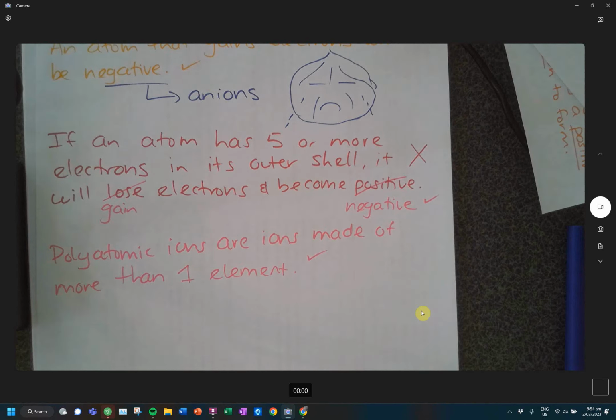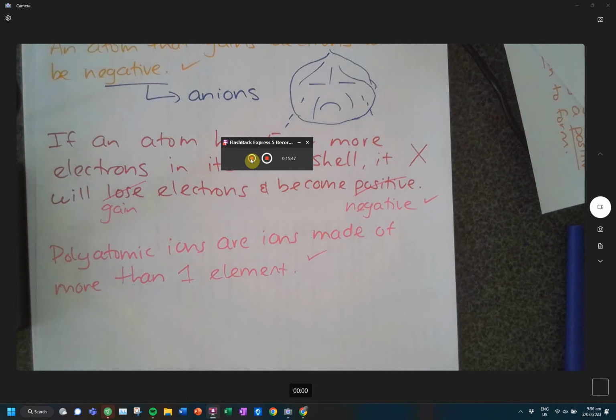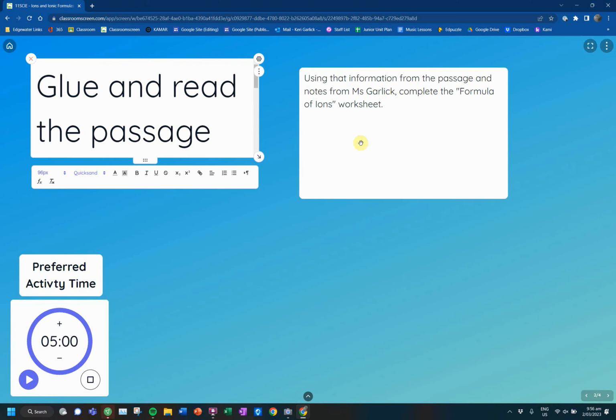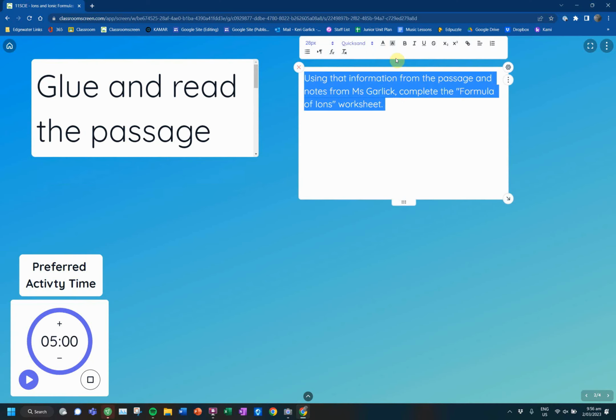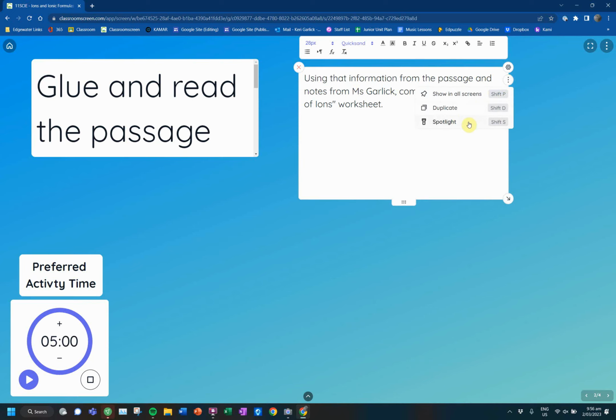If you guys want to listen to music while you work on this, I want to make sure you guys practice it. This worksheet here. Processing time.